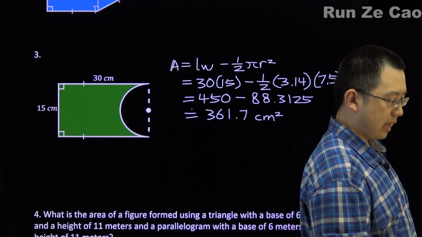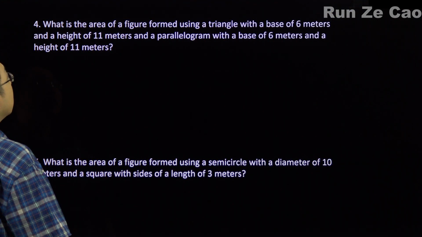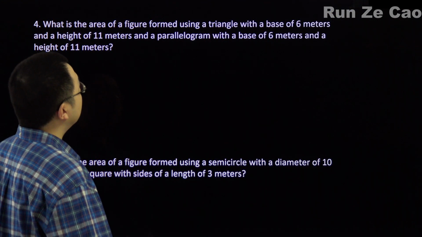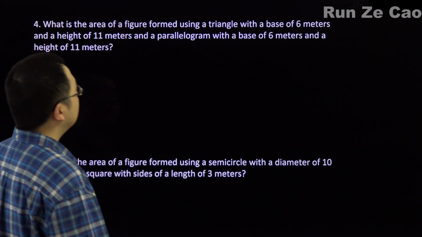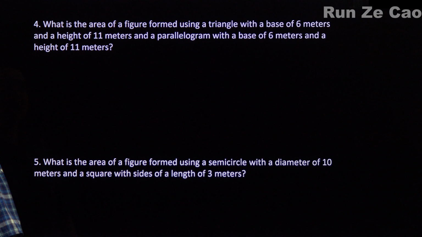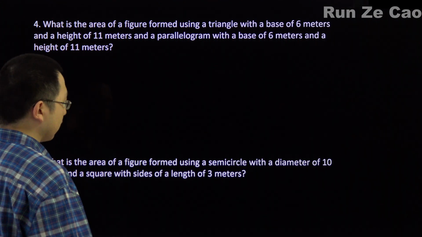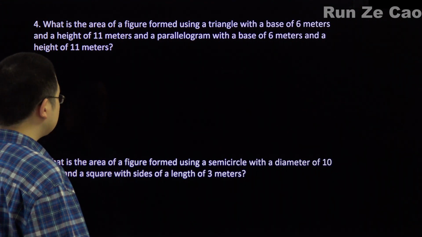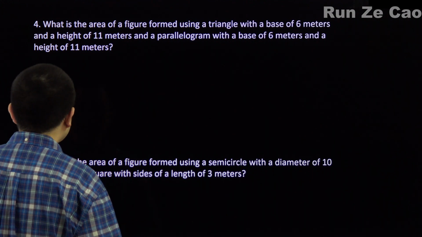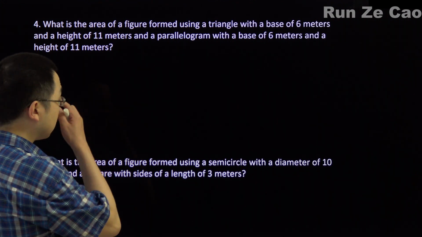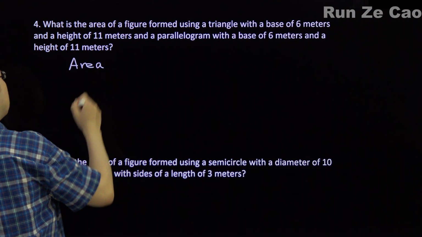Well, what next? Oh, we have words. Well, what's the area of a figure formed using a triangle with a base of 6 meters and a height of 11 meters, and a parallelogram with a base of 6 meters and a height of 11 meters? It doesn't tell us how these shapes are put together. That doesn't matter, because we have all the measurements we need to calculate the areas, and then add them together to make an overall area, right?